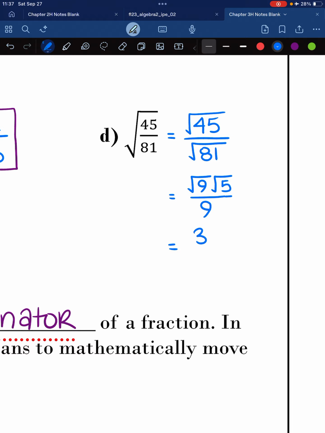Square root of 9 is 3. Square root of 5. Goodness, the birds are really going at it, huh? Okay, and now that 3 is outside of the radical, right? It is just a normal number. I can actually simplify these. 9 divided by 3 is just 3 left over in the denominator there. My final answer is square root of 5 over 3.